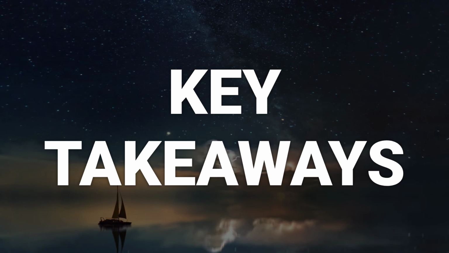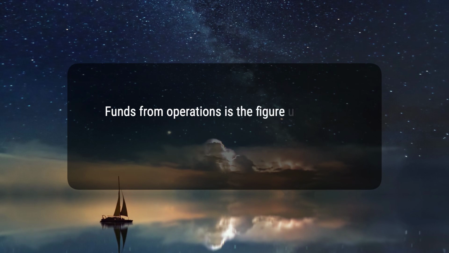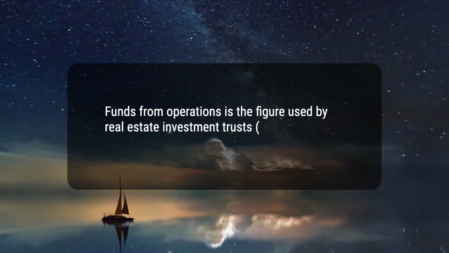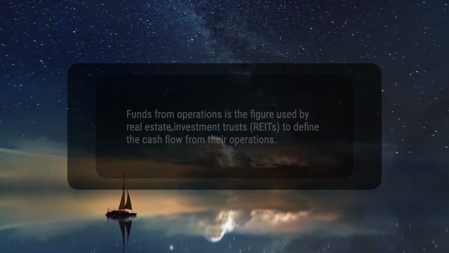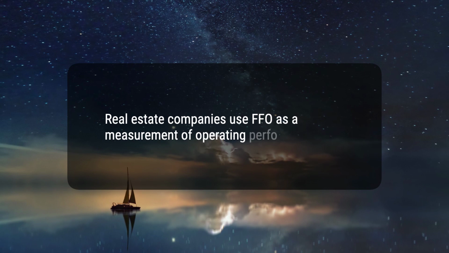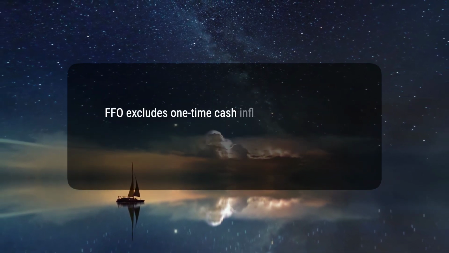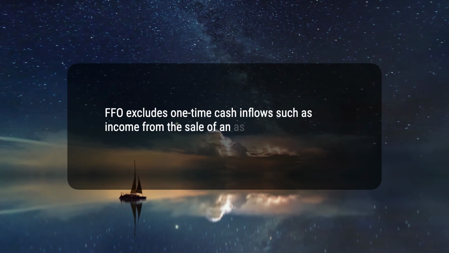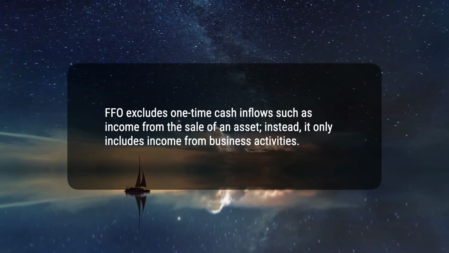Here are 5 key takeaways. 1. Funds from operations is the figure used by real estate investment trusts, REITs, to define the cash flow from their operations. 2. Real estate companies use FFO as a measurement of operating performance. 3. FFO excludes one-time cash inflows such as income from the sale of an asset. Instead, it only includes income from business activities.